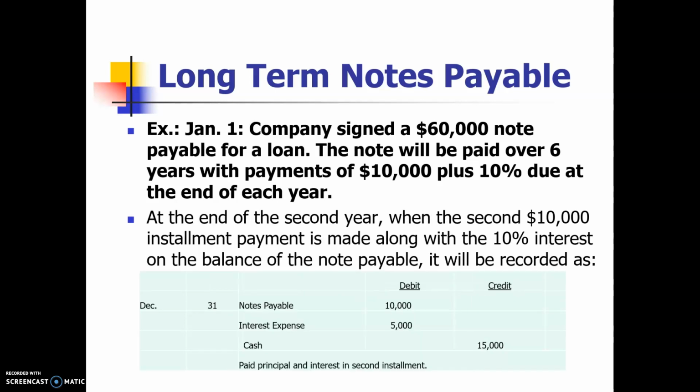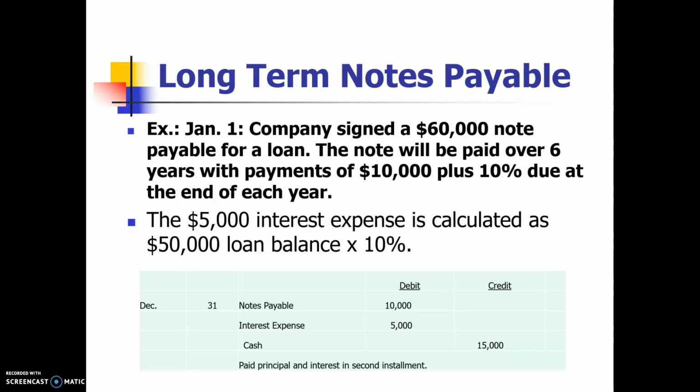We get to the end of the second year. We have to pay the next $10,000 installment. We also have to pay interest on our outstanding balance of $50,000. So $50,000 times 10%. So we'll pay interest expense of $5,000 along with the $10,000 that we're debiting the notes payable for because we're paying off part of the principal. So we're going to pay $15,000 at the end of year 2.